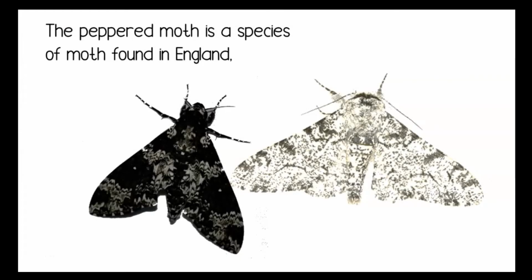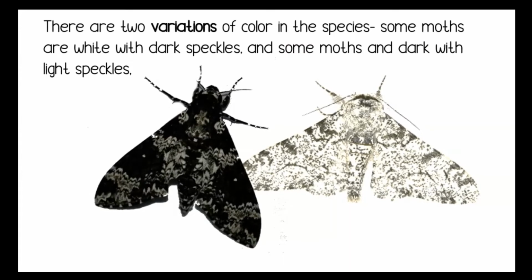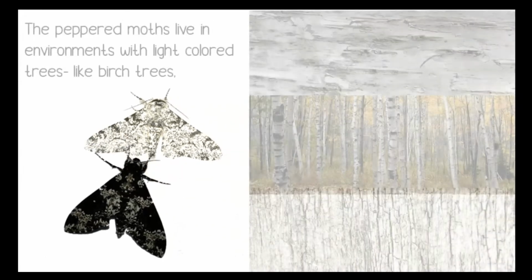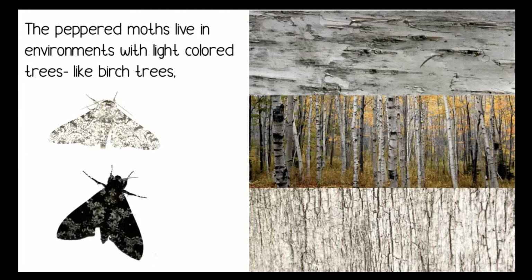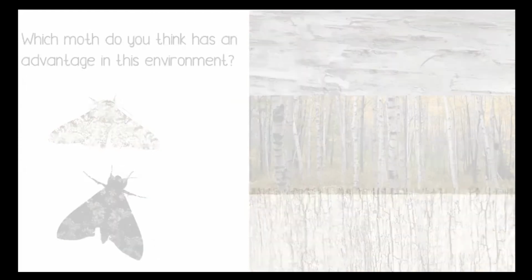The peppered moth is a species of moth found in England. There are two variations of color in the species. Some moths are white with dark speckles, and some moths are dark with light speckles. The peppered moths live in environments with light-colored trees, like birch trees. Which moth do you think has an advantage in this environment? Can you find the moths? There's one more, do you see it?